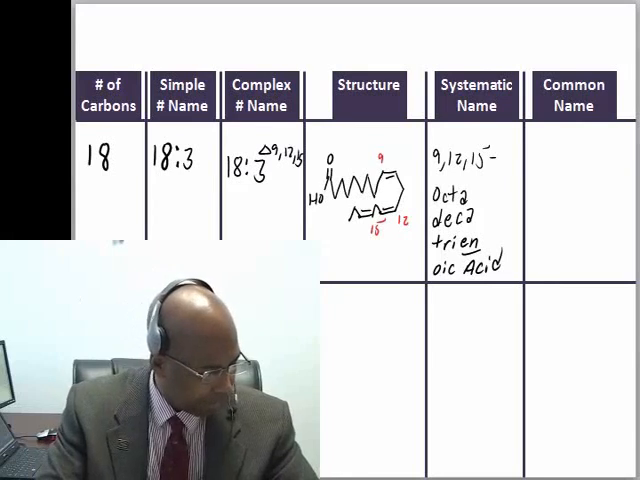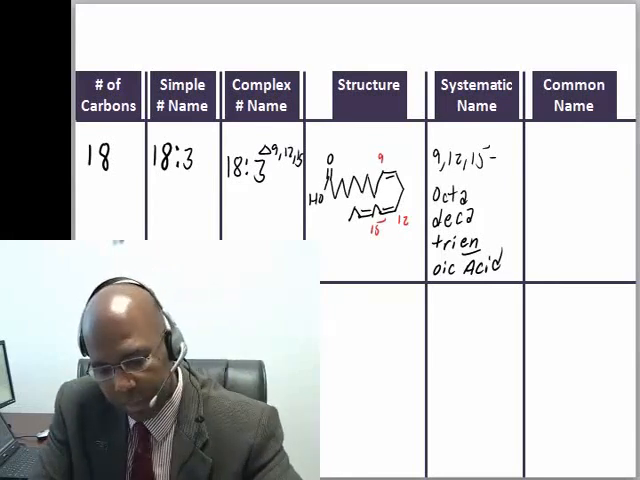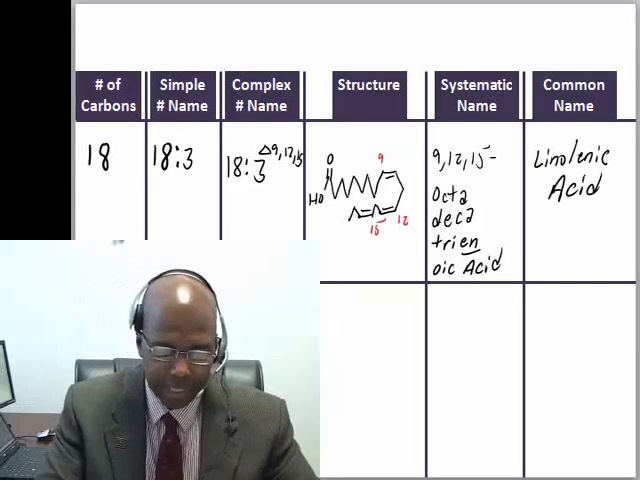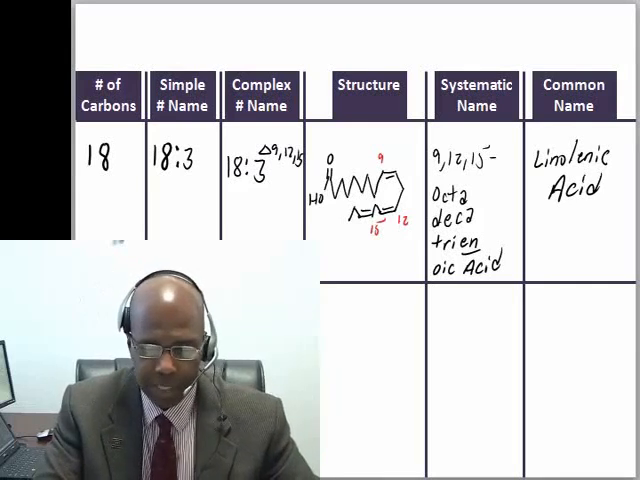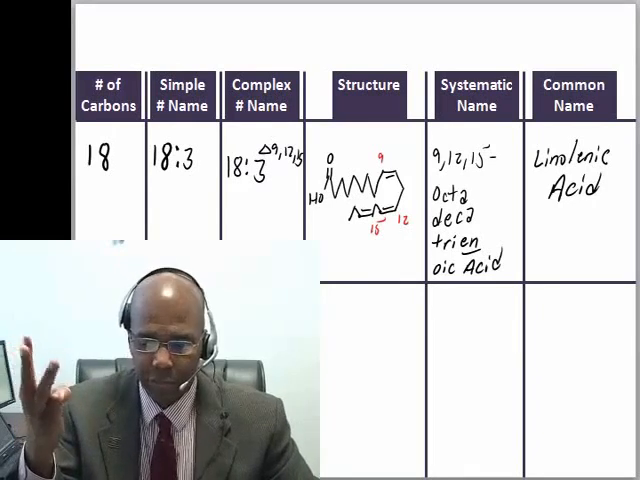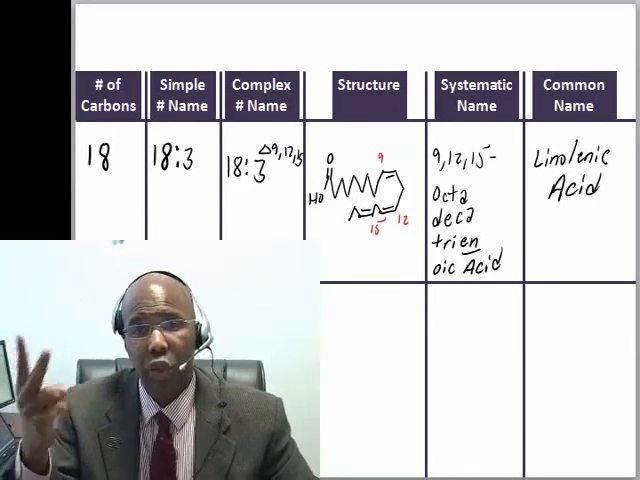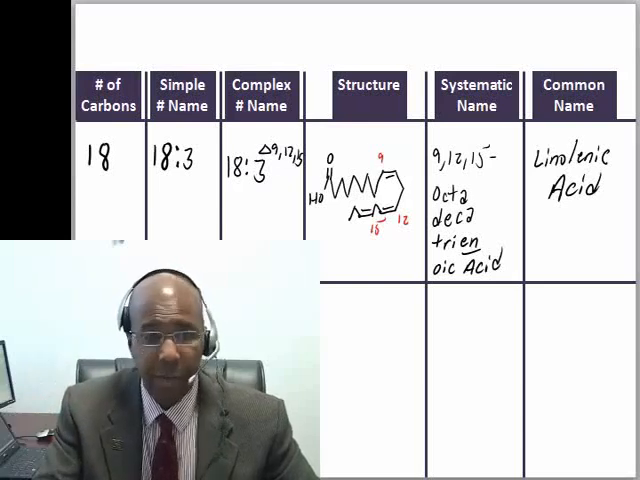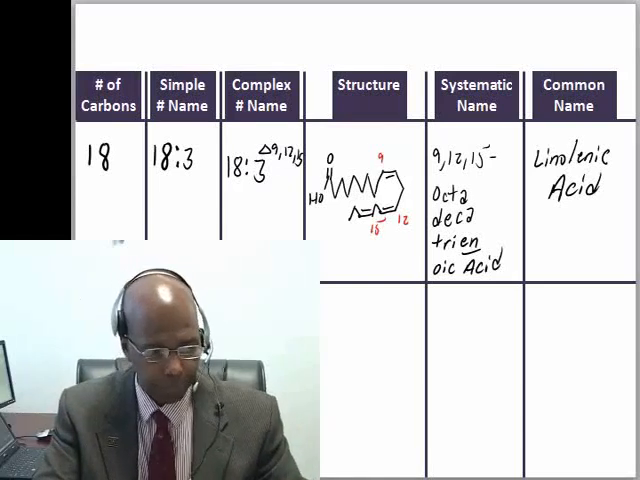And the common name is going to be linolenic acid. That's the common name. And so this is our only triunsaturated fatty acid. So it is a polyunsaturated. There are 3 polyunsaturated: linoleic, which has 2 double bonds, linolenic, which has 3 double bonds, and now we're going to go to our remaining one.